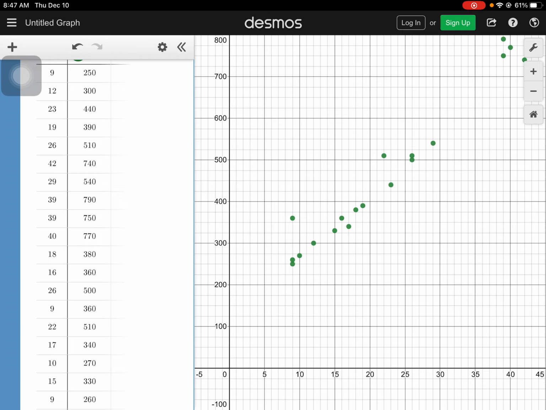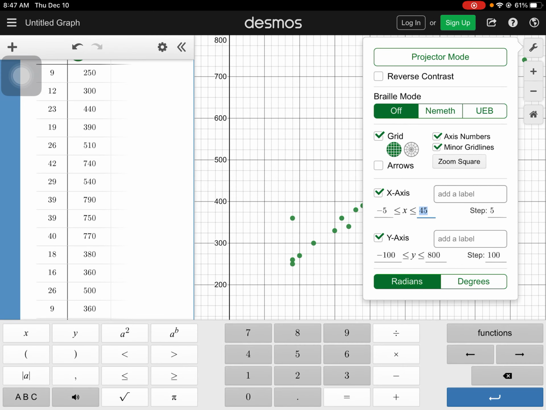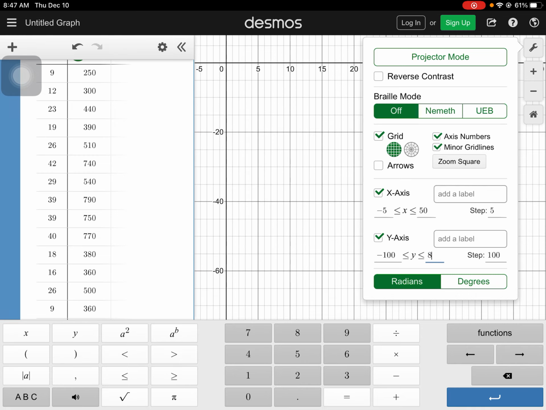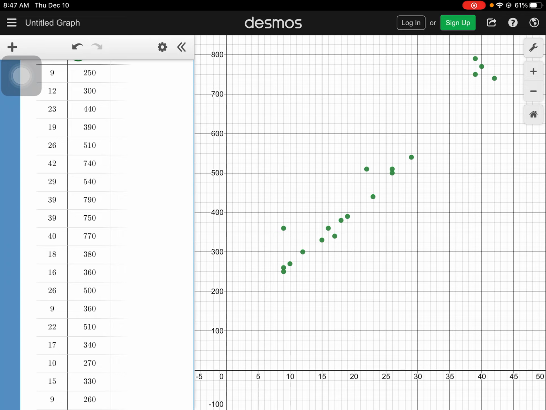If you want to bump it out a little bit more so you can see those ones on the top right, you could. So we could go out to 50, we could go up to 850, just to make sure we see everything nicely. And there's our data points. So we have all of those things entered.